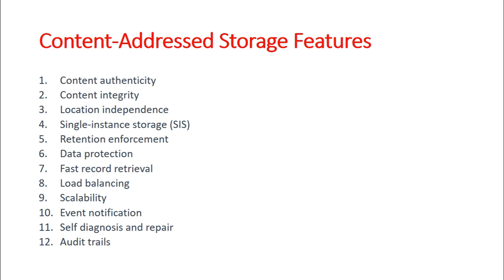CAS ensures that the stored content has not been altered by using a hashing algorithm for content authenticity and its integrity. The third feature of CAS is location independence. CAS uses a unique content address rather than directory path names or URLs. This makes the physical location of the data irrelevant to the application that requests the data. So the location of the data will be irrelevant to the application because CAS uses a unique address instead of directory path names and URLs.